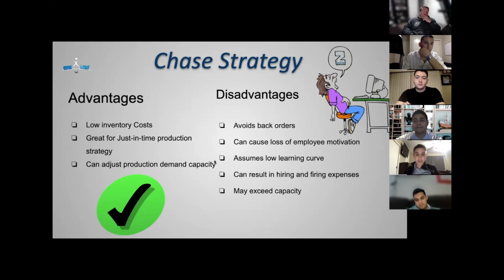The advantages of the chase strategy are low inventory costs, it's great for a just-in-time production strategy, and you can easily adjust production to demand capacity. Some disadvantages are it creates back orders, can cause loss of employee motivation, assumes a low learning curve, can result in hiring and firing expenses, and may exceed capacity.